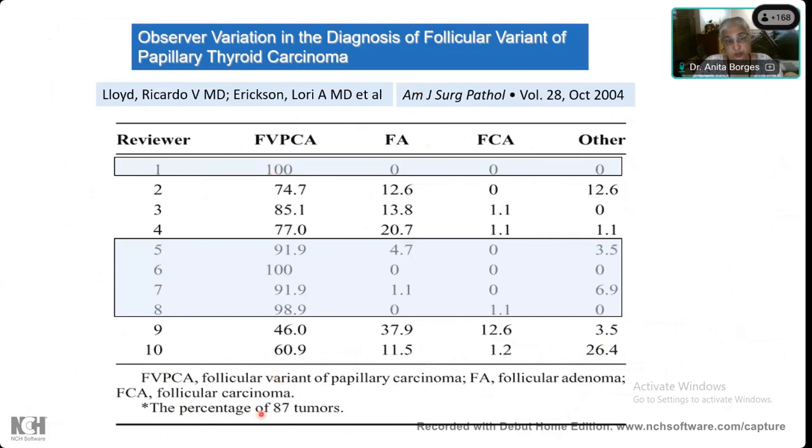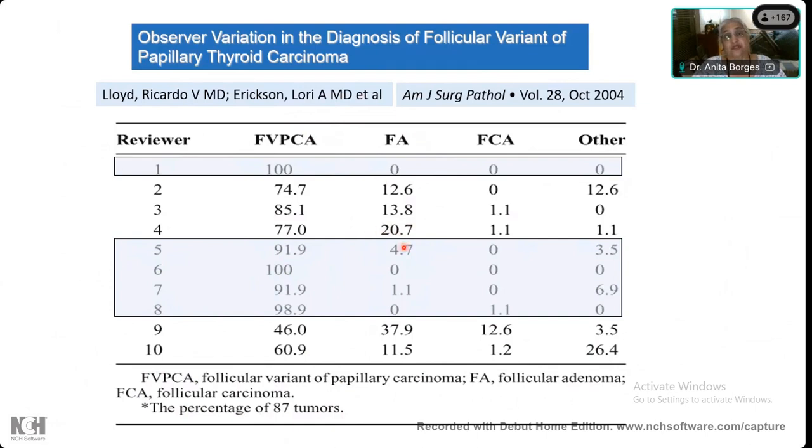So here about 87 tumors, some of them very obvious, some of them not so obvious, were given to 10 experts, and believe me, these are experts, okay? Now, do you see that 5, 6, 7, and 8 experts called almost everything, from 91% to 100%, follicular variants of papillary thyroid carcinoma. It didn't matter. The same tumors now. These are not some tumors that they saw and other people saw other tumors. And there were others that called very few of them follicular variant of papillary thyroid carcinoma.